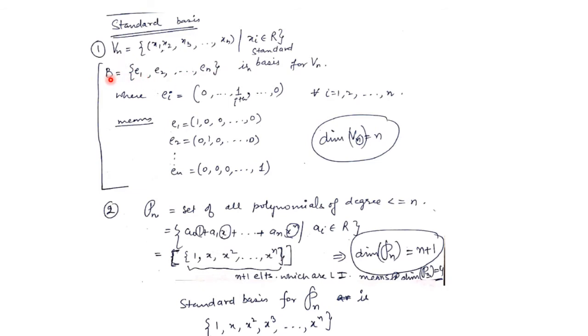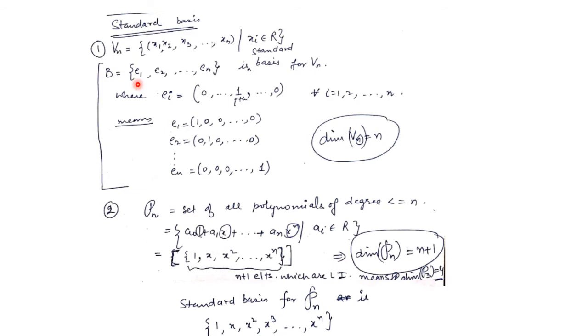So let's suppose B is {E1, E2, up to En}, where E1 is (1, 0, 0, and so on, 0). So at the first place its value is 1, and the rest are all 0. E2 means at the second place the value is 1, the rest are all 0. And En means at the nth place the value is 1, the rest are all 0, right? So this is the standard basis for Vn.